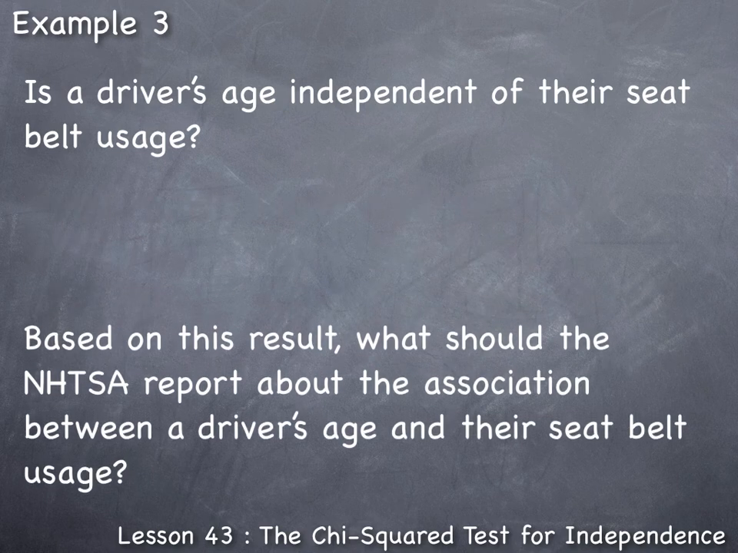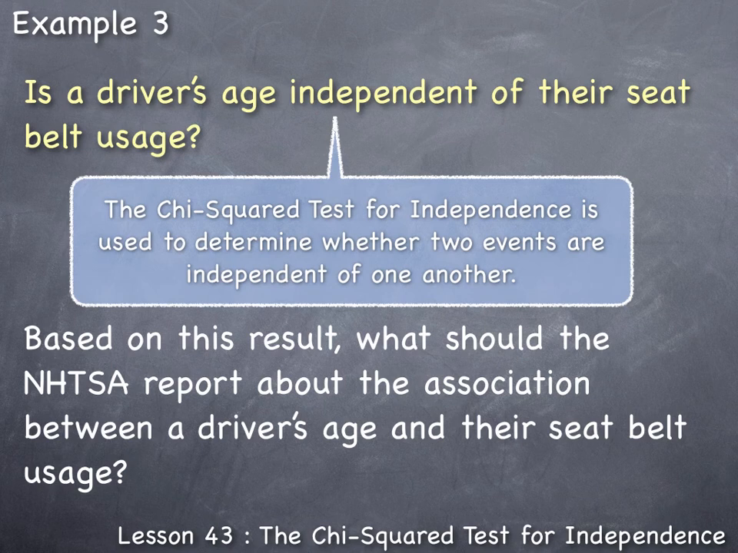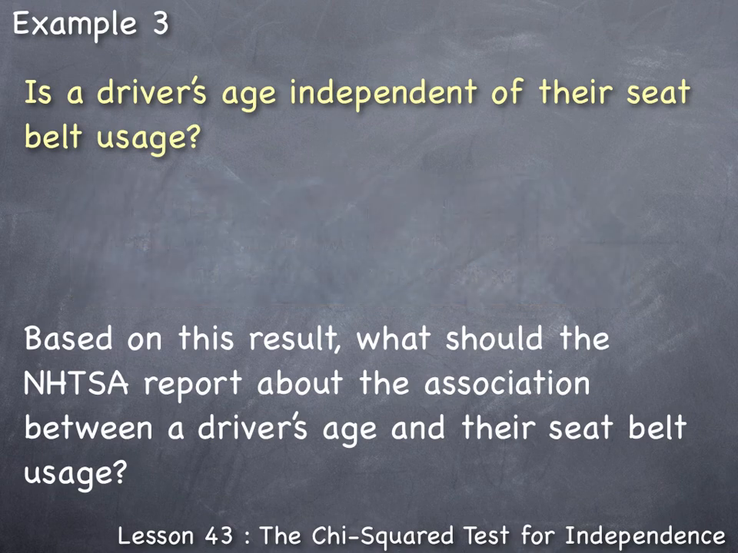We'll address the first question first. Is a driver's age independent of their seatbelt usage? Since the issue under investigation here involves determining whether these events are independent or not, the chi-square test for independence is used to determine whether the 2 events are independent of one another. Then, after we conduct the chi-square test for independence, we could address the second question, which states, based on this result, what should the NHTSA report about the association between a driver's age and their seatbelt usage?